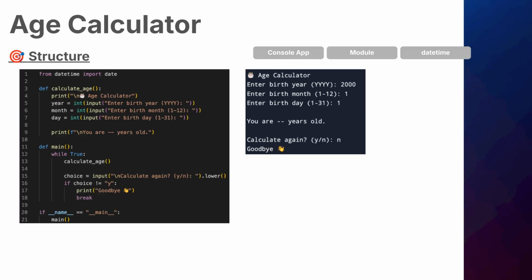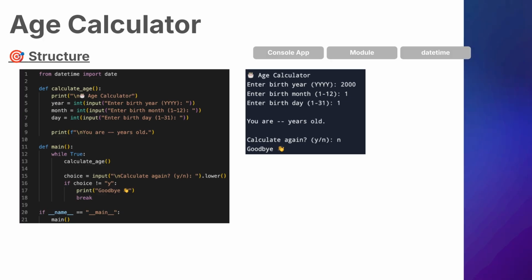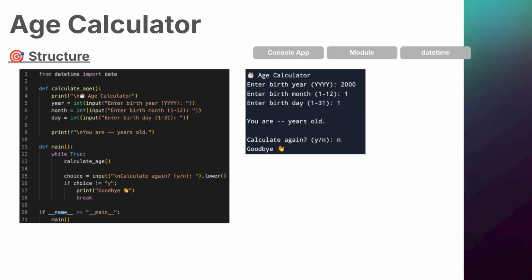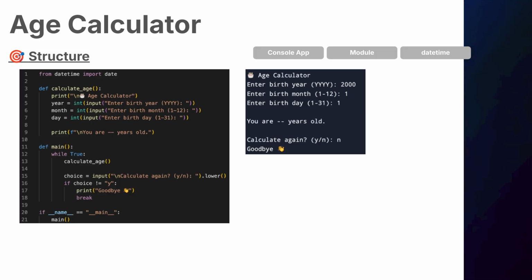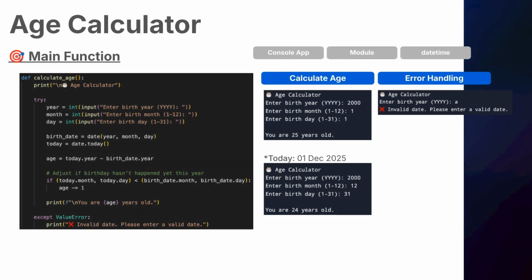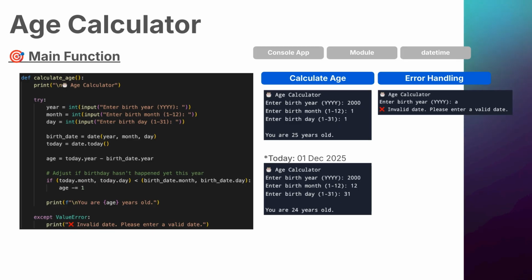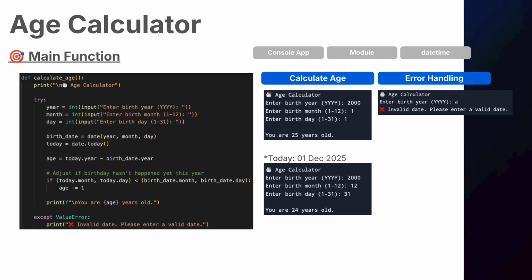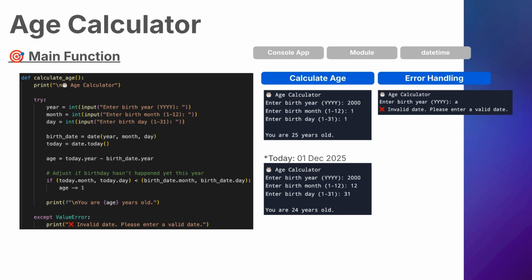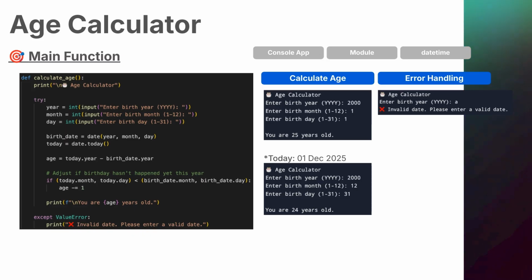In the next step, we'll zoom in on the age calculation logic itself and see how the program turns a birth date into the correct age. Now let's focus on the main function, where the real work of this program happens. Once the birth date is collected, the program creates a date object for that birthday and another one for today's date. It then calculates the age by comparing the 2 years.